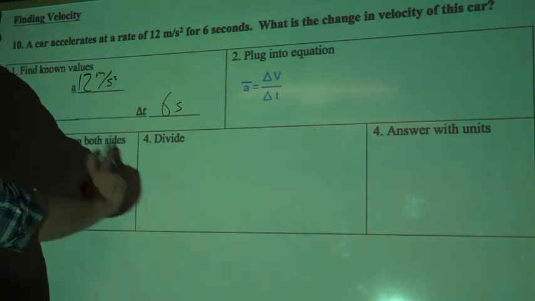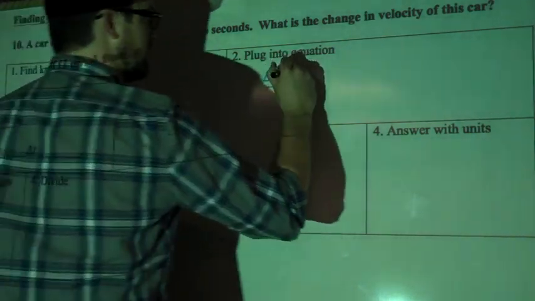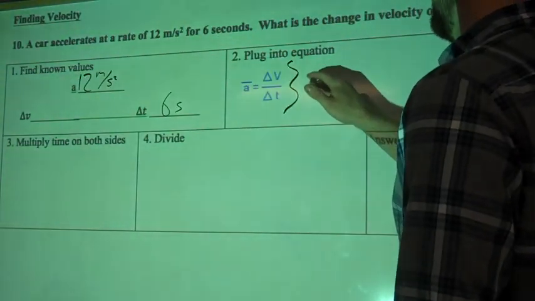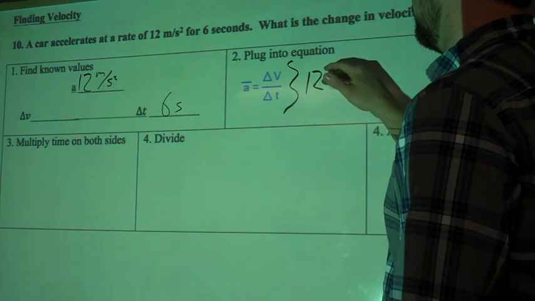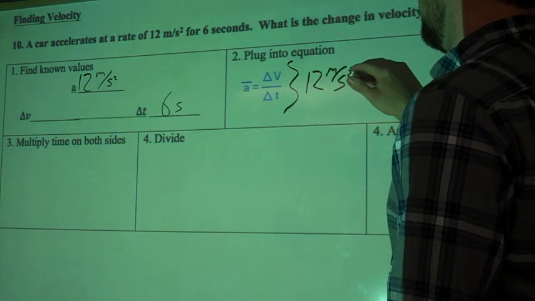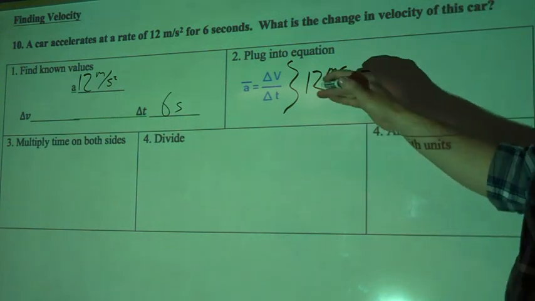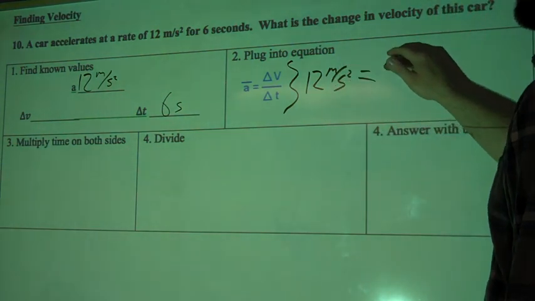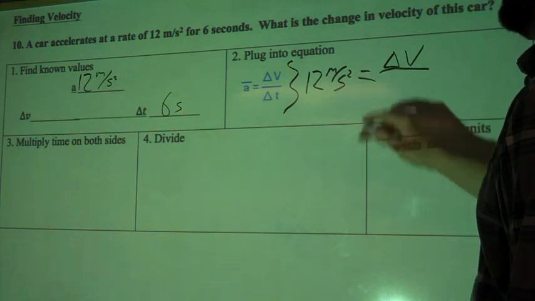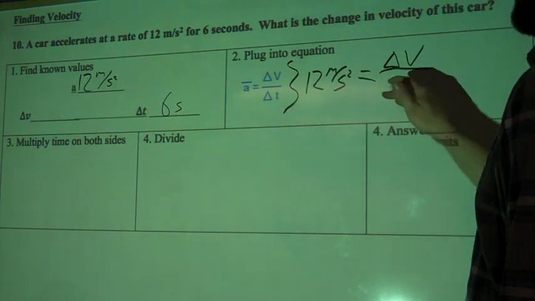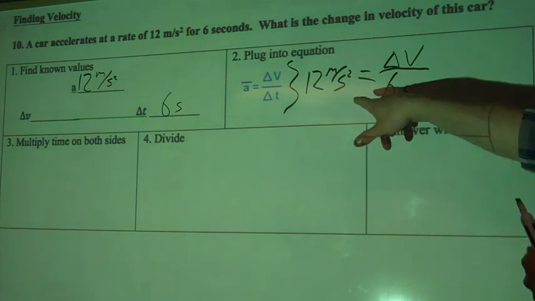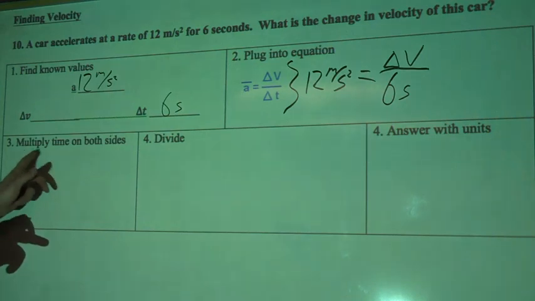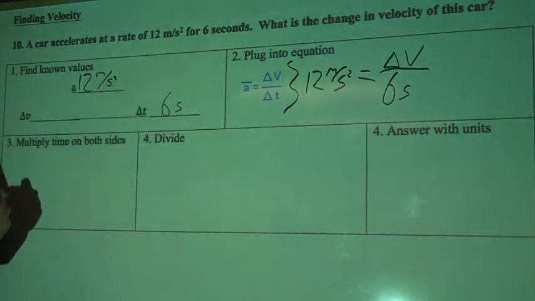So let's plug what we know into our equation here. I have my average acceleration is 12, right? So 12 meters per second squared equals, and I know my change in velocity is unknown. And then my change in time is 6 seconds. Cool. So now we'll bring this whole situation over here and then go to the next step, which is multiply time on both sides. So that's 6 seconds.